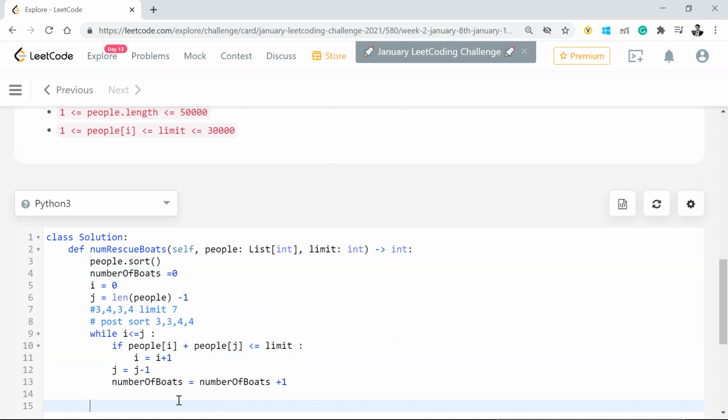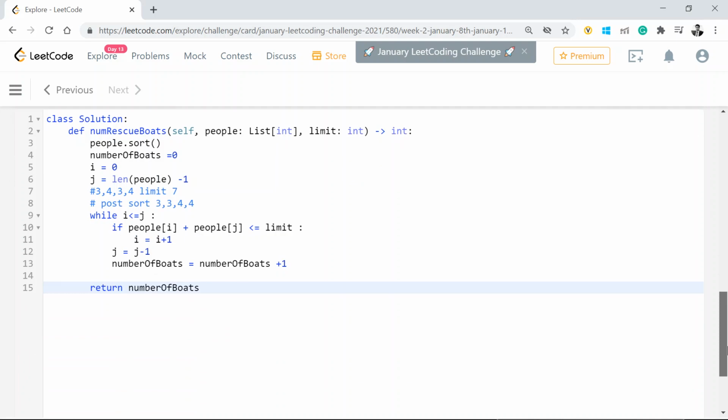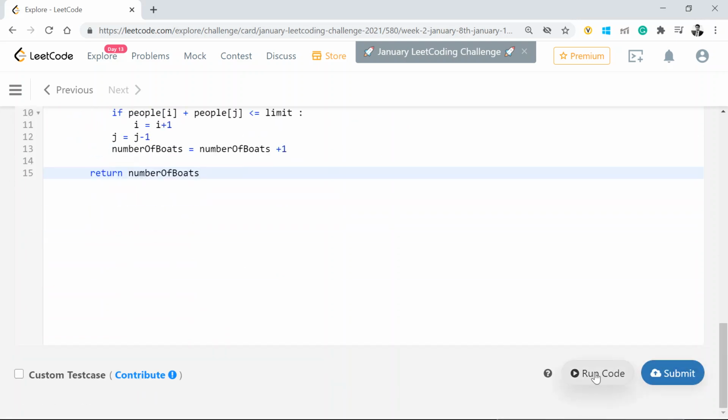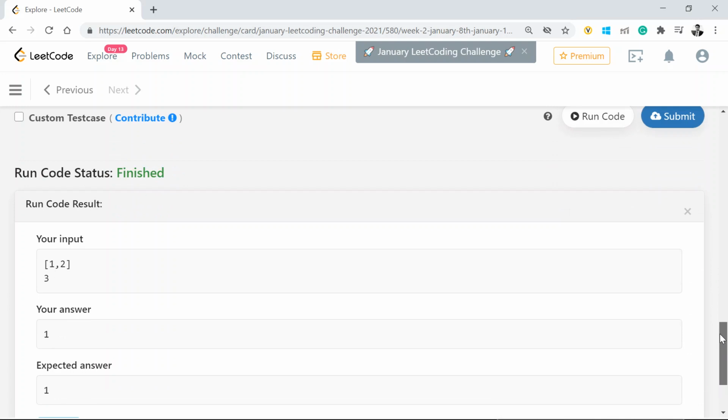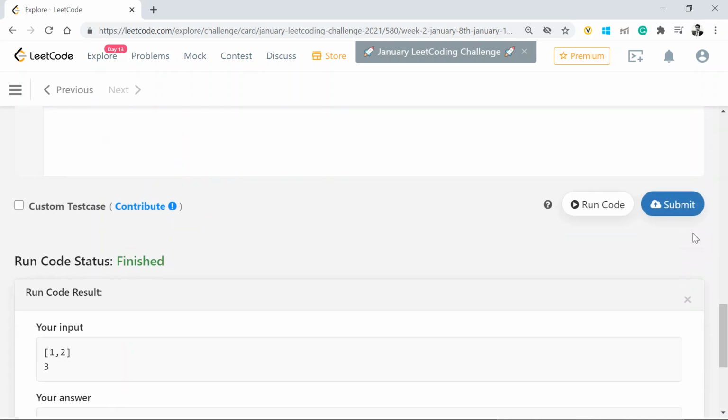So once my loop is done, I'll know what is the number of boats which are required to cross all the individuals which we are having right now. So let's see if this works. Okay, got an answer 1. Let's submit it.